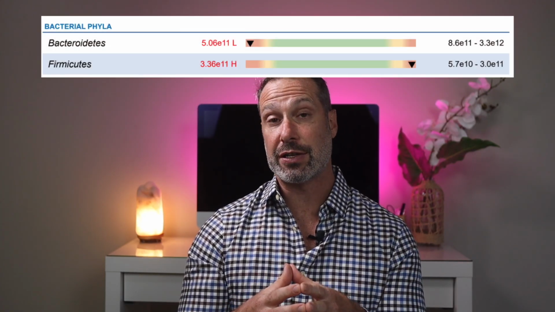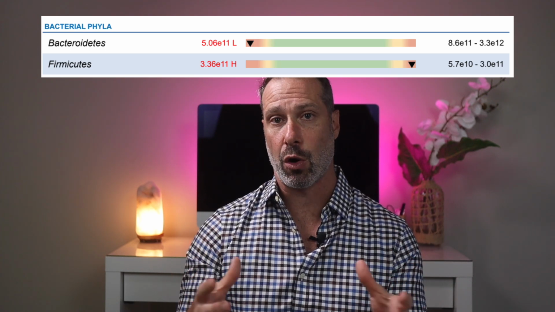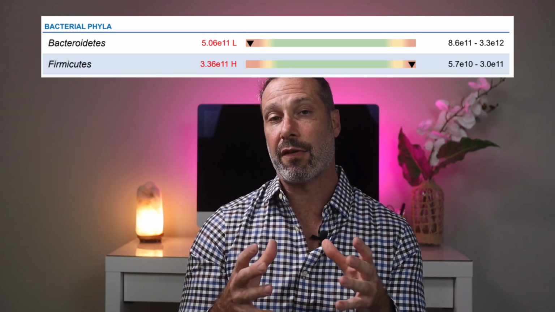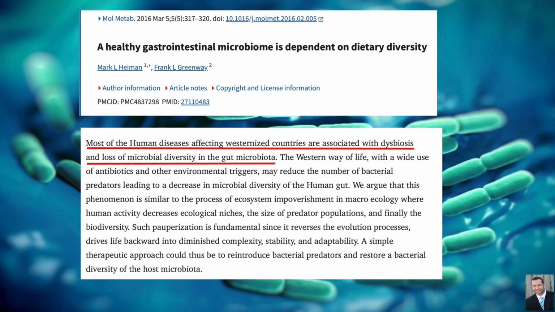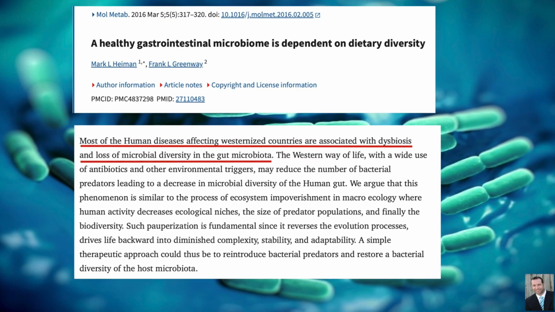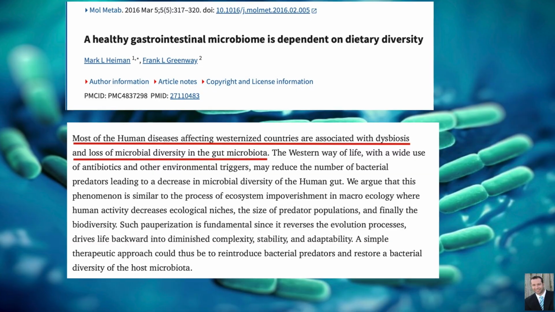On a functional stool test, elevated firmicutes also suggest that your microbial diversity is low. In other words, there may not be enough variety in your gut bacteria. And we know that a lack of diversity is a red flag, because the more diverse your gut microbiome is, the more resilient and the more stable it's going to be.